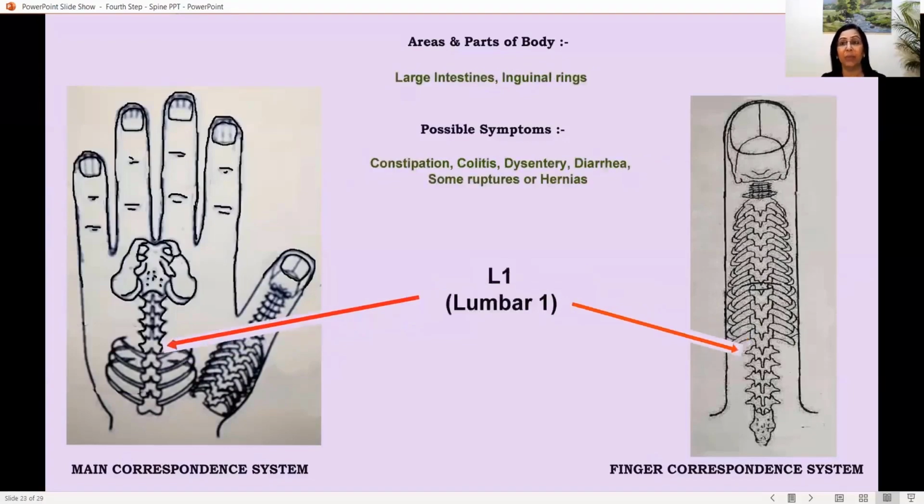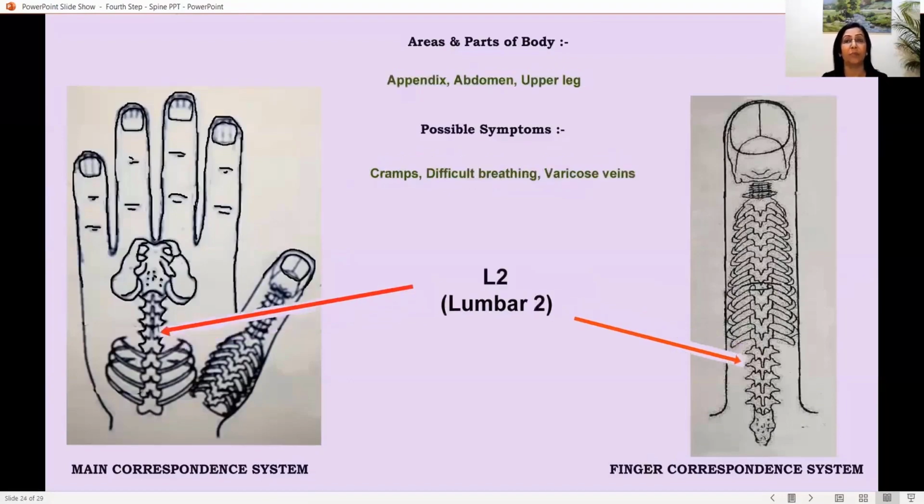After the thoracic vertebrae are over, then come the 5 lumbar vertebrae. The L1 vertebra has to be treated for problems with the large intestines or inguinal rings. And the symptoms would be constipation, colitis, dysentery, diarrhea, some ruptures or hernias which occur in the intestines. They could be inguinal, or they could even be hiatal hernias.